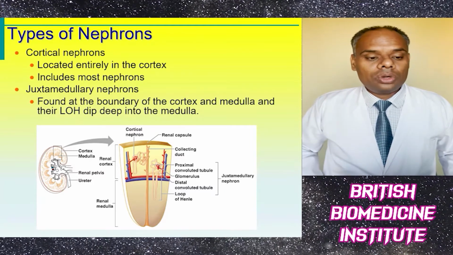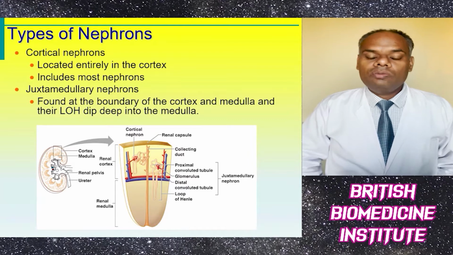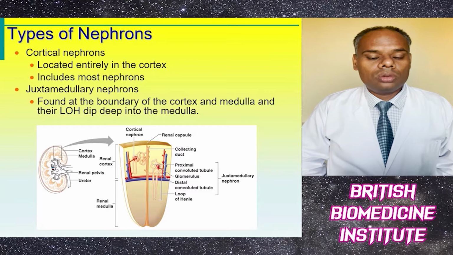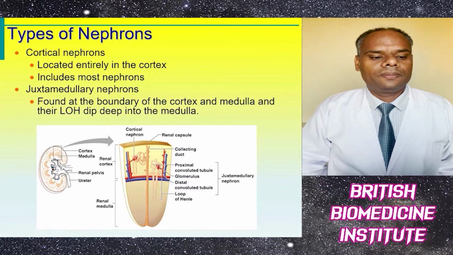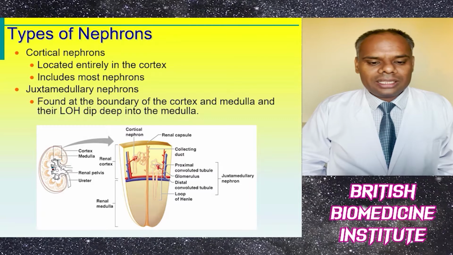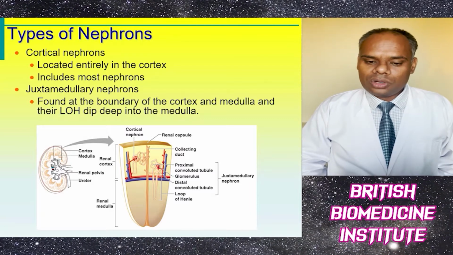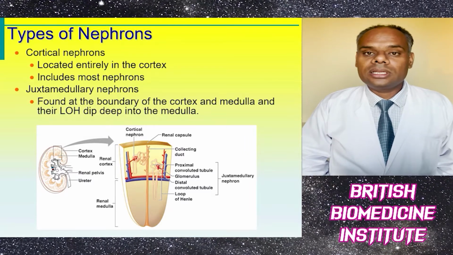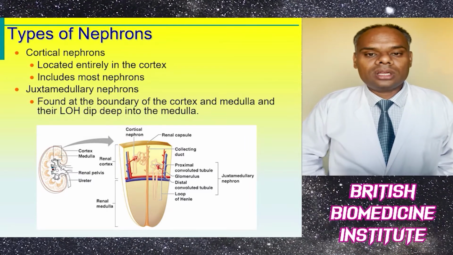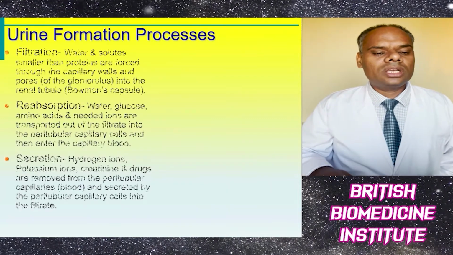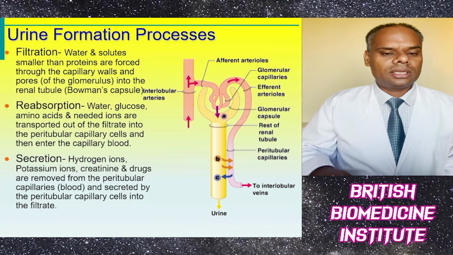There are basically cortical nephrons, which are located in the cortex and include most of the nephrons. Juxtamedullary nephrons are found at the boundary of the cortex and medulla, and their loop of Henle dips deep into the medulla. Now comes the urine formation process.